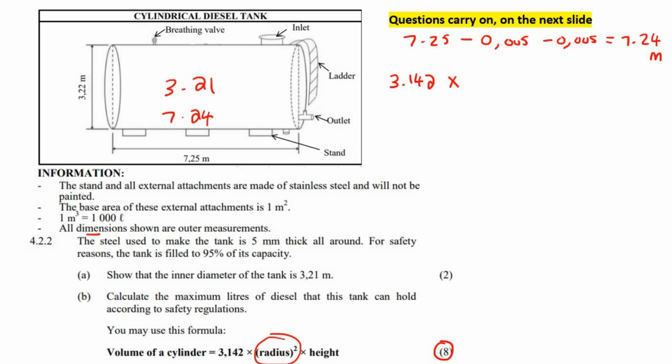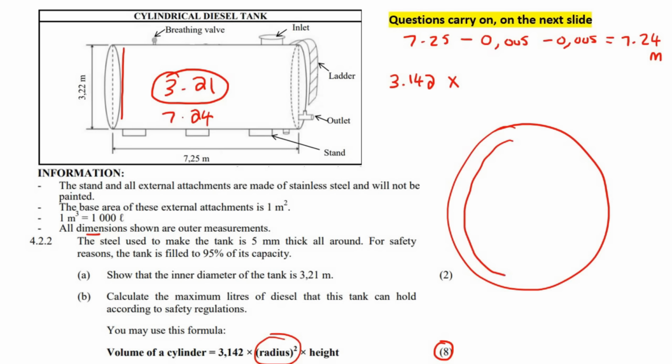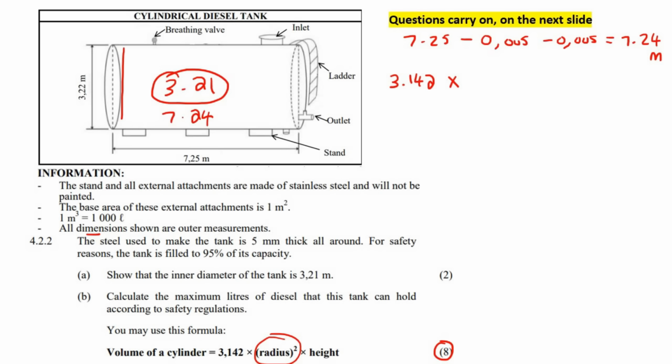So the radius, this distance over here we said was 3.21, but that is the diameter, right? If I show you what it looks like, we've got this little inner thickness over here. So the part where the diesel goes is here, and that's 3.21. But we need the radius, which is half of that. So we're going to half 3.21.